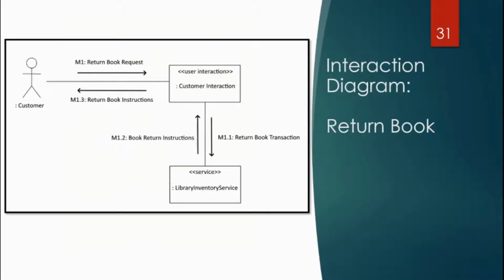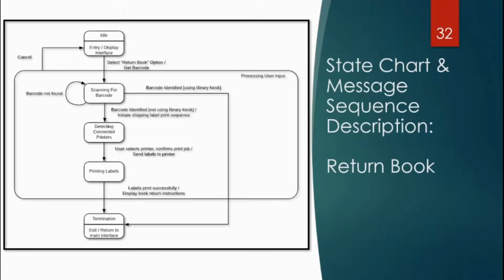The return book use case interaction diagram is almost identical to the add and remove book interaction diagrams, except this situation involves the customer interacting with the library inventory service via a user interaction object. This is the state chart for the return book use case.